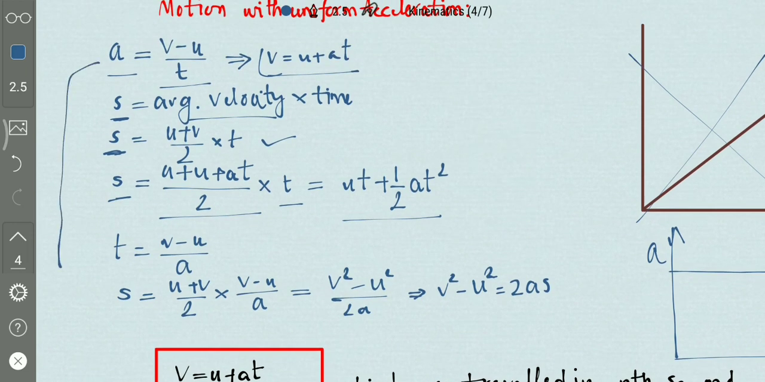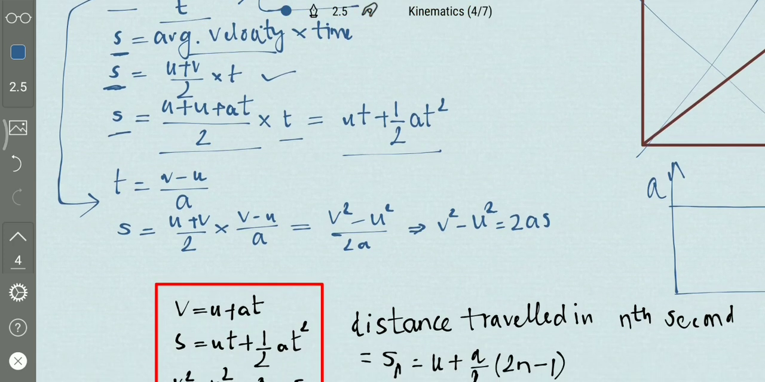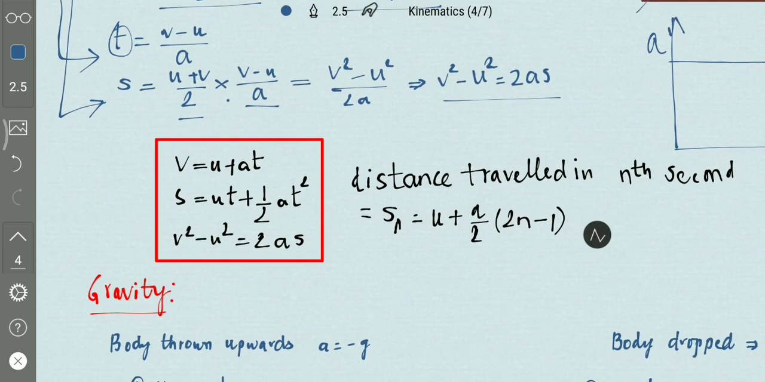And from this we get time as (v minus u) by a. In distance, s is equal to (u plus v) by 2 into t, and substituting the time (v minus u) by a, we get v square minus u square is equal to 2as. If you tabulate these three equations, these are important equations: v is equal to u plus at, s is equal to ut plus half at square, v square minus u square is equal to 2as.